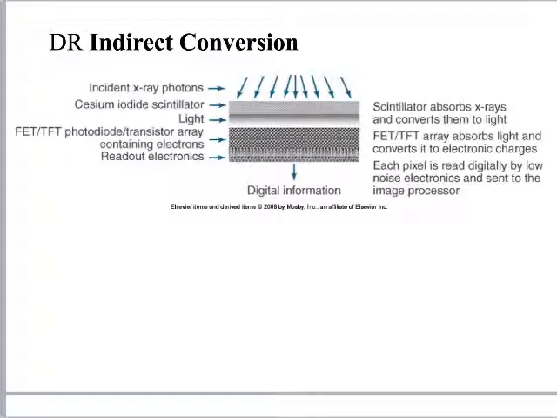So where the PSP system, the computed radiography system, had all this backing material and support material at the back, this thing actually has its active part. It has the crystal that's going to give off light, and then it has an active array of thin film transistors that are picking up the light.